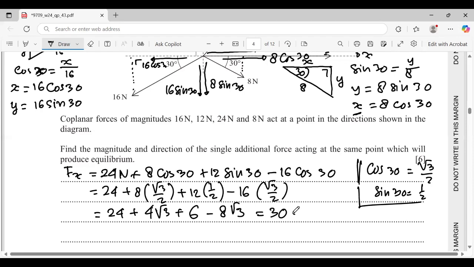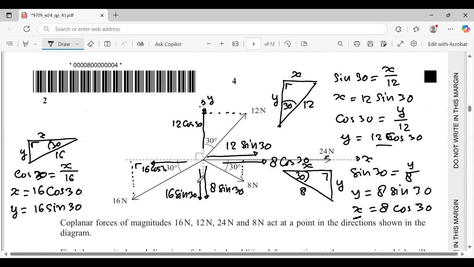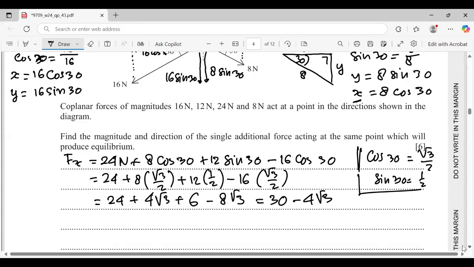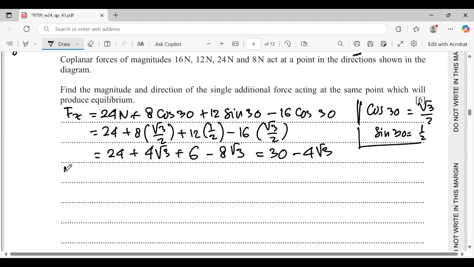4 minus 8 minus 4 square root 3. So this is the force acting on the x-axis. Now force acting on the y-axis. There are two forces here and one two upwards. That means Fy.